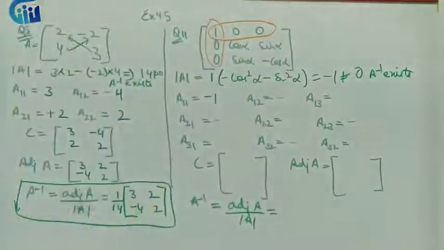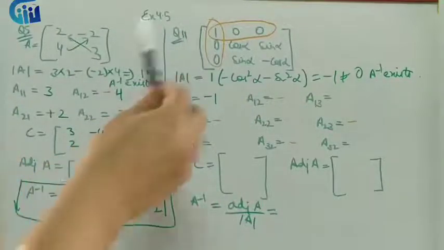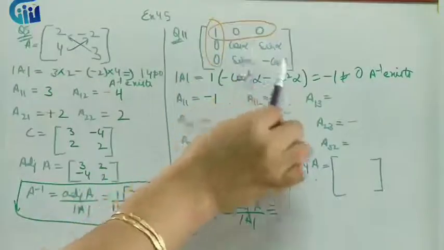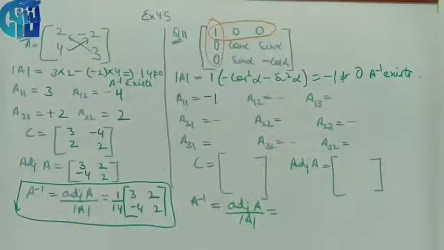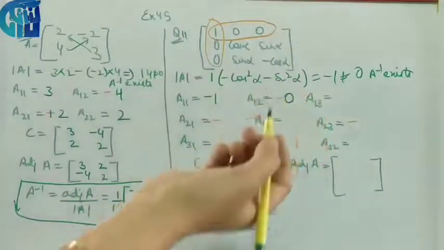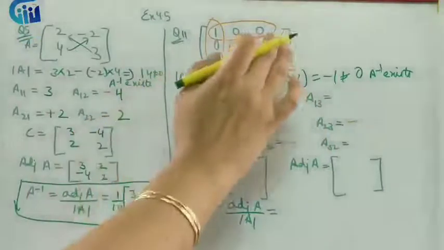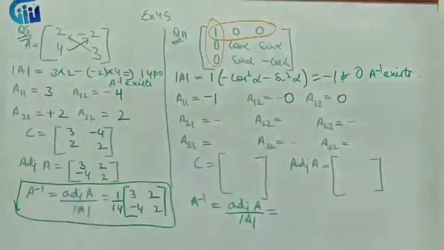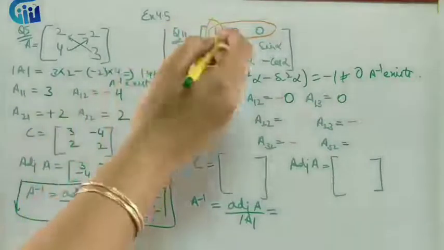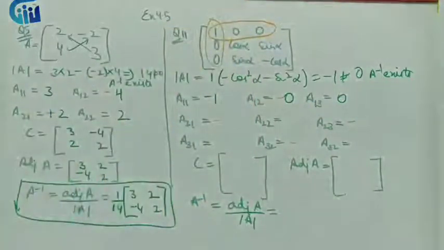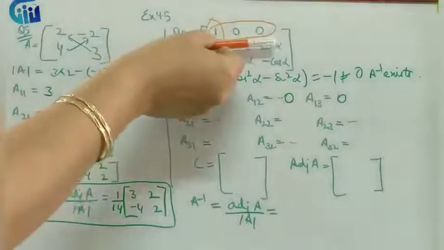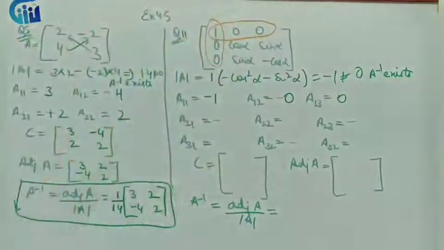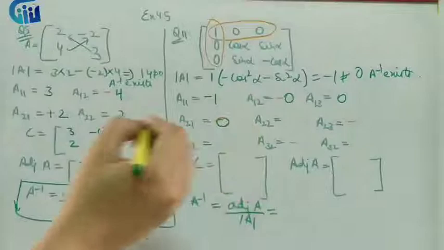Next, A12, we will cover along row and column. So 0, 0. So the answer is 0 over here. So minus will not make any sense. Next, I will cover it like this, 0, 0. So again, this is 0. A21, we will cover it like this. So again, this into this, 0. So this is also 0.